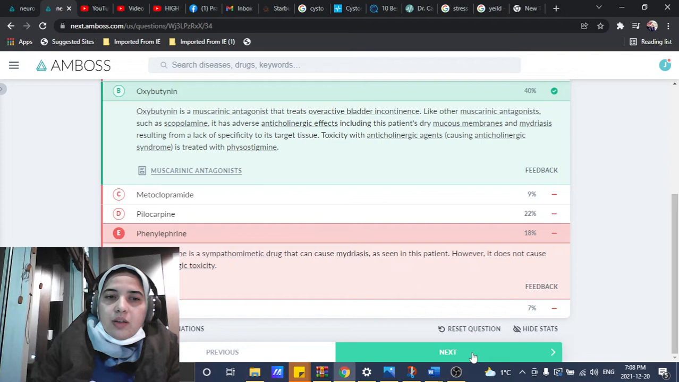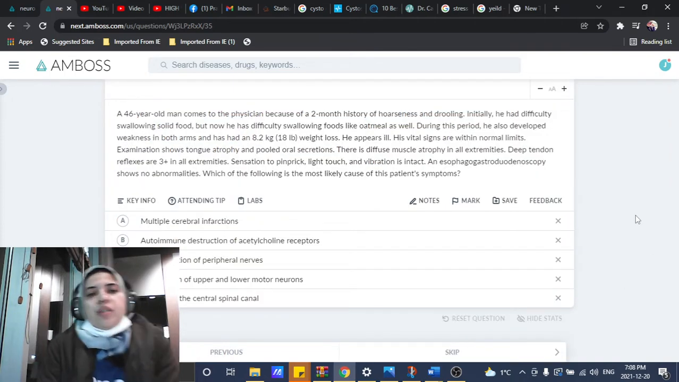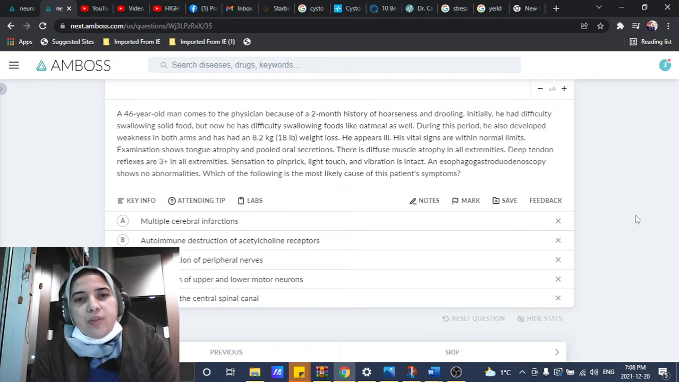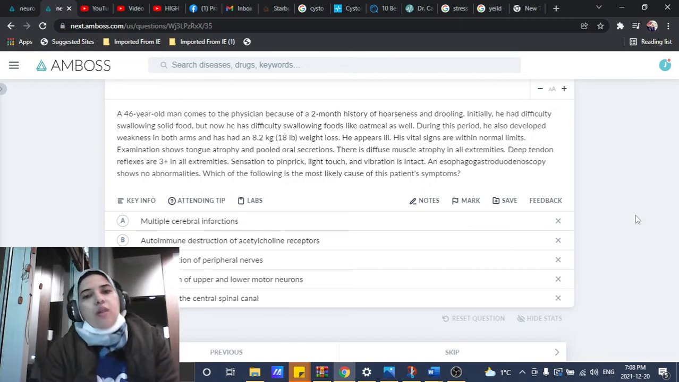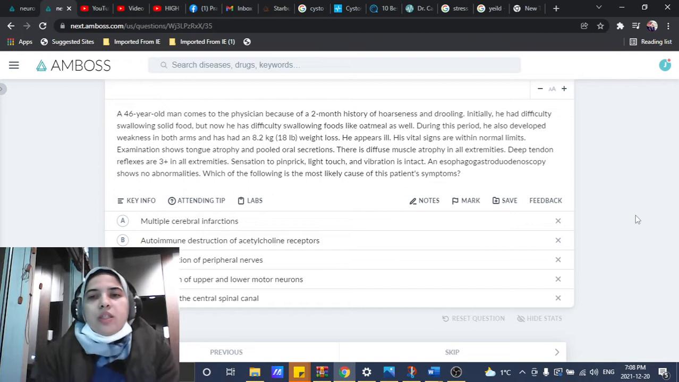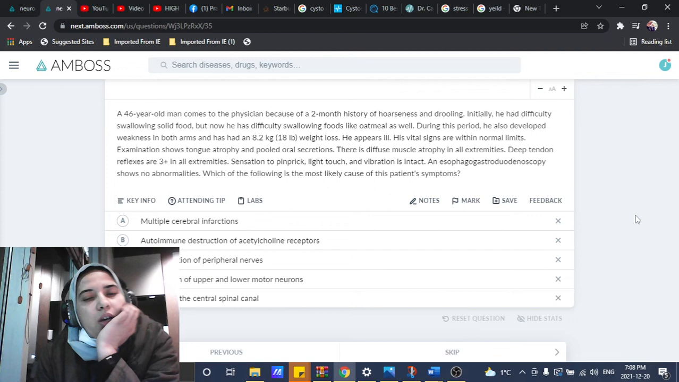Okay. Let's move on. A 46-year-old man comes to the physician because of a 2-month history of hoarseness and drooling. Initially, he had difficulty swallowing solid food, and now he has difficulty swallowing softer foods like oatmeal. During this period, he also developed weakness in both arms and has some weight loss.